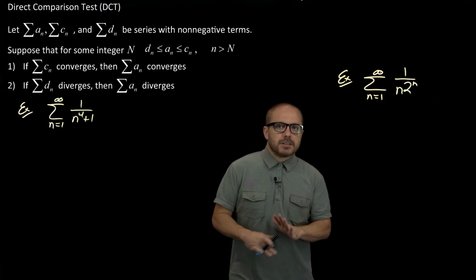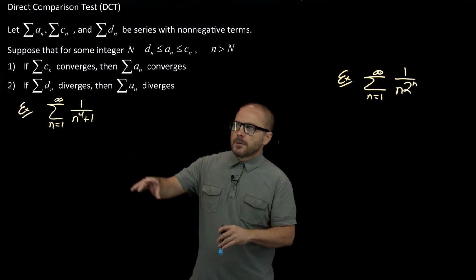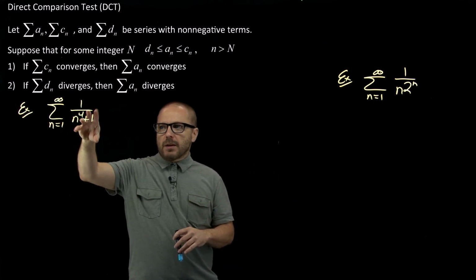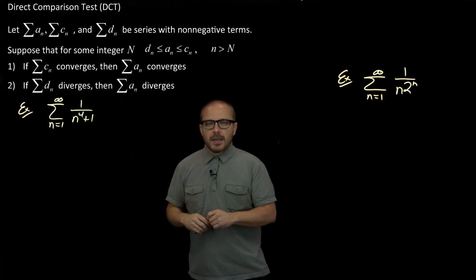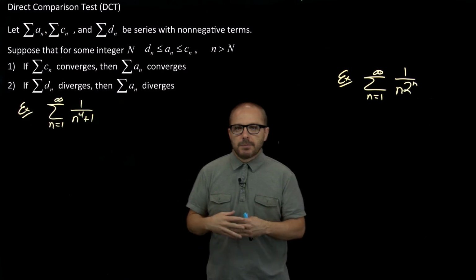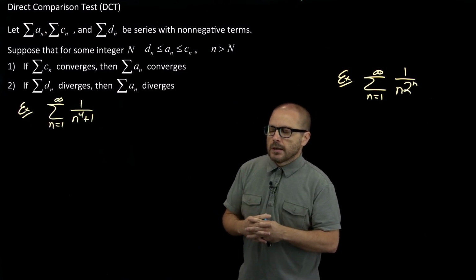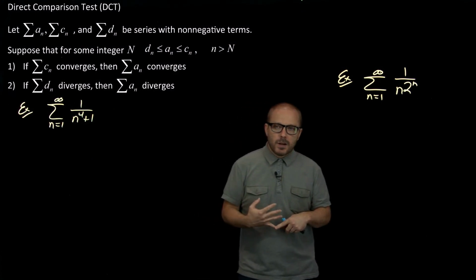So let's look at a couple of examples of using DCT. Here we have the series of 1 over n to the 4th plus 1, from 1 to infinity. Again, as we're going through series, think in terms of strategy. We're kind of building up a list of possible approaches, and we need to get good at spotting when to use them. So let's think about what we know already.